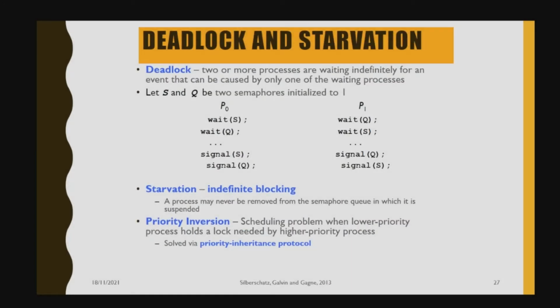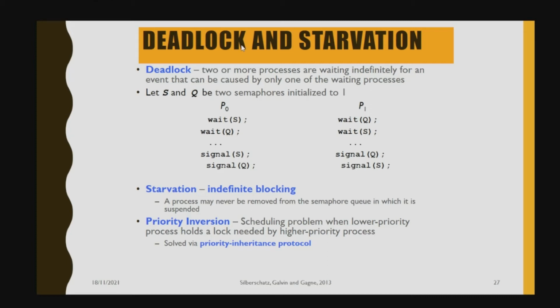Okay, the next part is deadlock and starvation. These are problems and issues that can occur when we try to execute processes without synchronization. First, we look at deadlock.